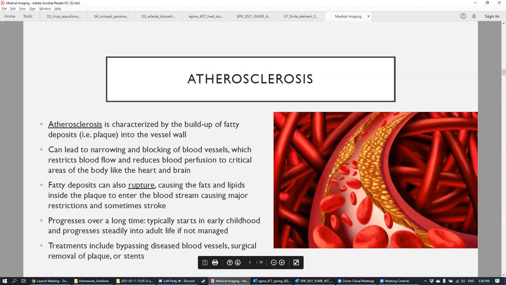And so atherosclerosis doesn't happen overnight. It usually progresses over a long period of time. For a lot of cases, it even starts in early childhood. And over time, with a certain diet and maybe lack of exercise, something like this can happen. Treatment options are plentiful, actually. There are lots of different surgical options and drug options available, just because it tends to be a common condition for a lot of people.